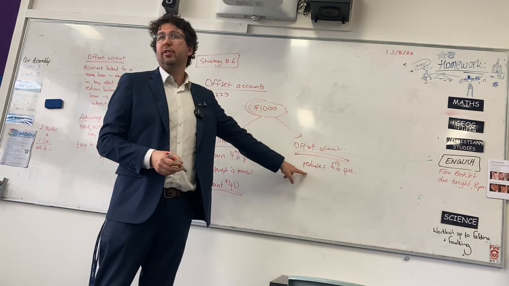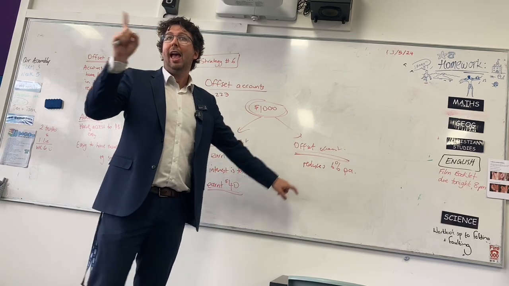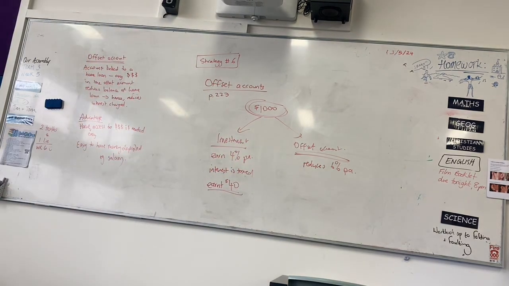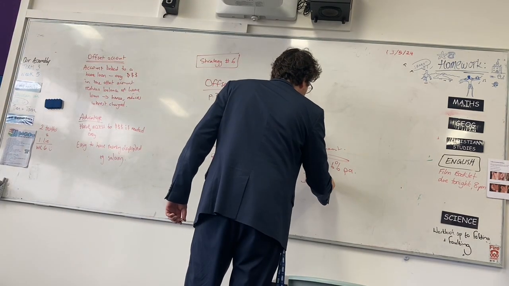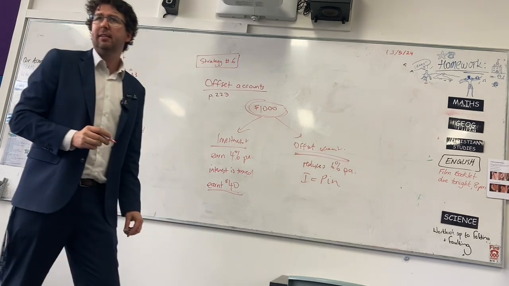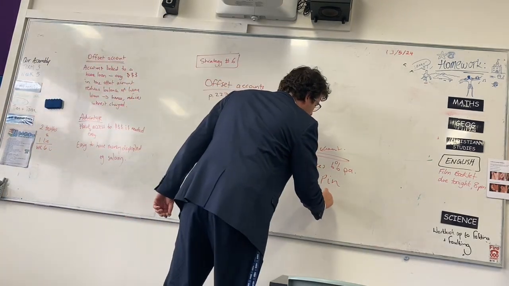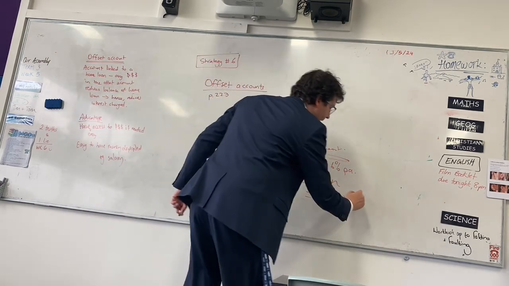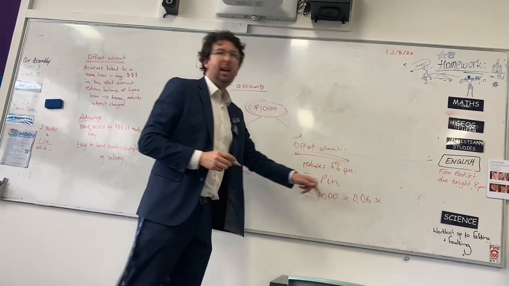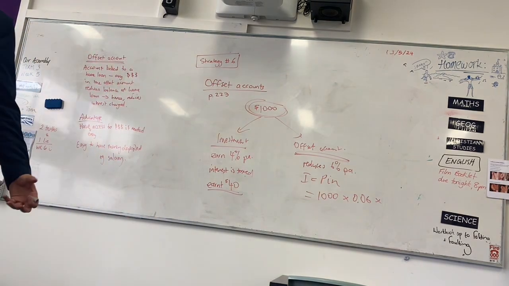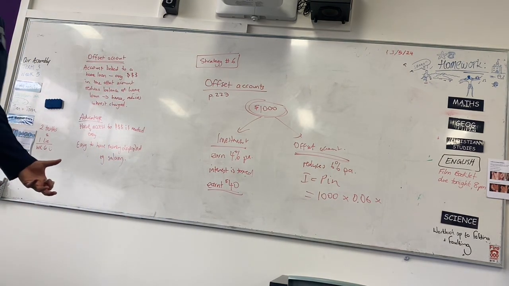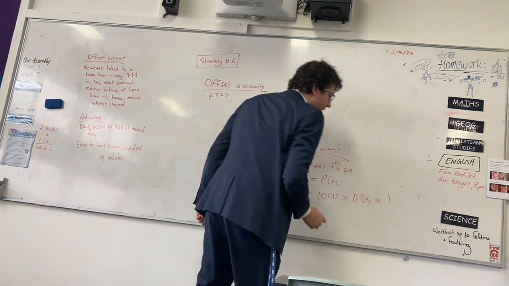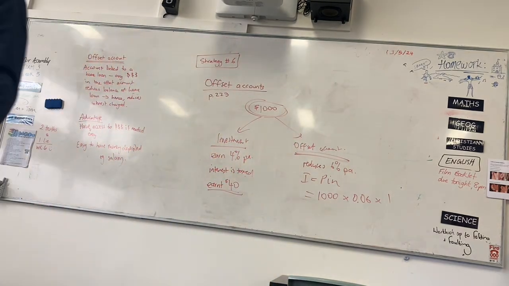If this $1,000 is in this account, how much interest does it save? Let's try and work it out. We know our compound interest formula, don't we? I equals PRN. So the interest it's going to save is $1,000 times the interest rate, which is 6%, times, let's say even just 1 year. Across a year, how much will it save if you've got that money sitting in the offset account? Adam? I've got 60. 60 bucks, yeah.